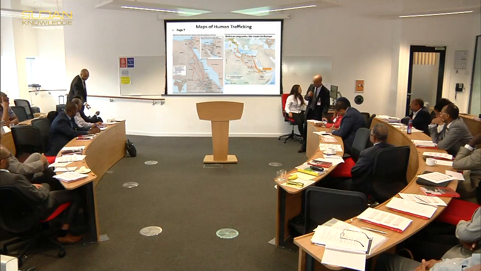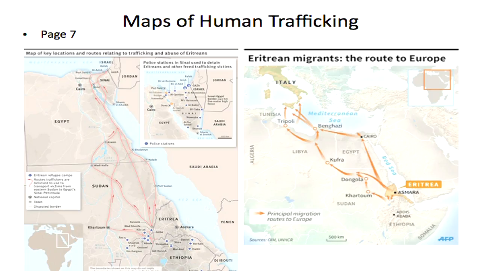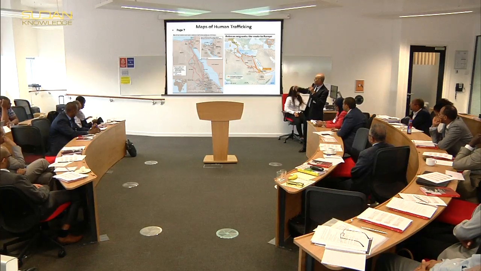Map of human trafficking. This is the map of human trafficking. You will find it all goes through Eastern Sudan, either to Sinai or to Europe by sea.